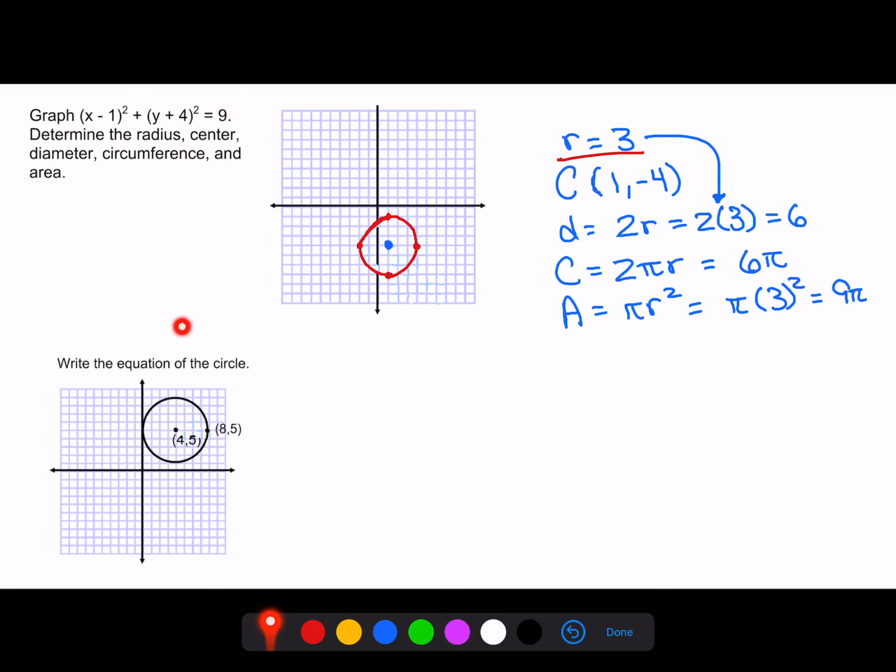So go ahead and try out this next one. Write the equation of the circle. That's all we're looking for. We have the circle here with center at 4, 5. And a point on the circle at 8, 5. So go ahead and give that one a try.